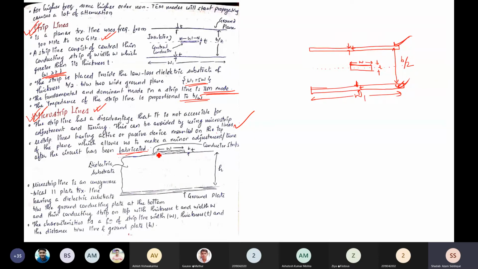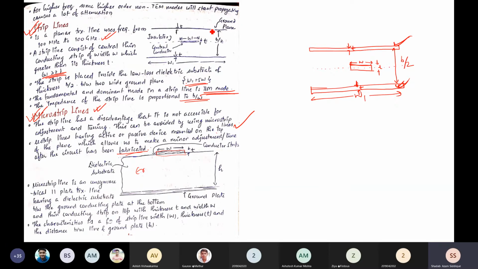We have the same type of strip, with thickness T and width W, that is the conductor strip, and in between we have a dielectric substrate with epsilon R and height H. Now this type of structure is not symmetrical at all.